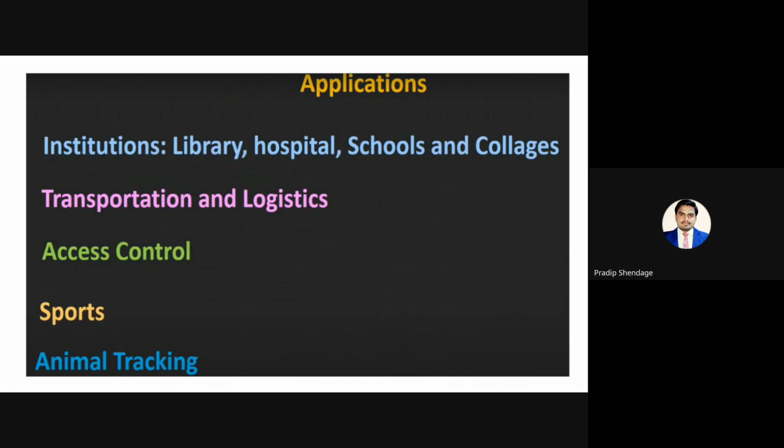We can use it in institutions such as libraries, hospitals, schools, and colleges. For a college, we can track the books of the library. In transportation and logistics, we can track vehicles, and use it for access control. In sport, we can even find the assets of a player, where they are right now, and we can easily find player positions also. And it is mostly used for tracking animals, as we discussed initially.